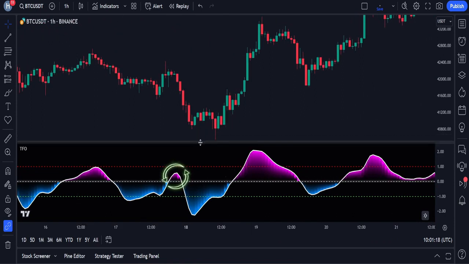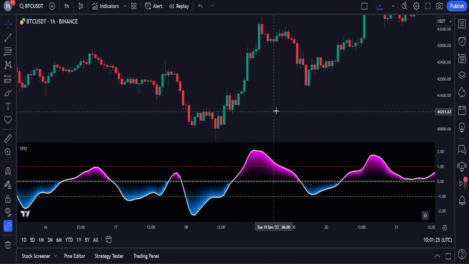But we can have also false centerline crossovers, and this can happen a lot, especially during pullbacks. For example, some centerline crossovers are just because of pullbacks.